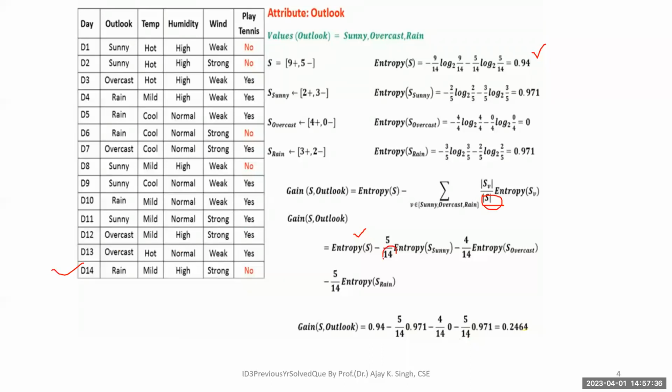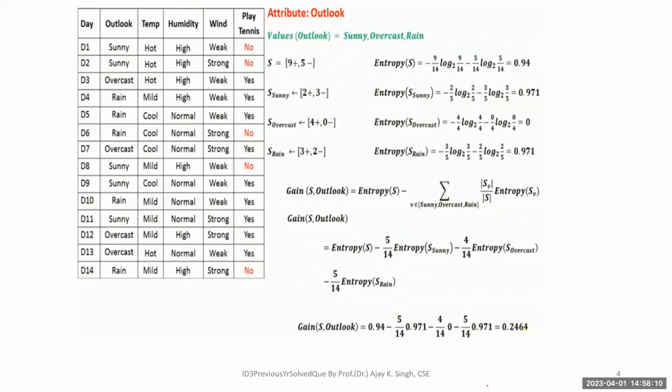The total is 14 cases. Out of that, how many are sunny? The first value is sunny, so we are going to take sunny. If you count sunny, that is 1, 2, 3, 4, 5. Five sunnies are there, so I'm going to put 5 by 14 times the entropy of this. We already calculated the entropy of sunny, and that is 0.971.